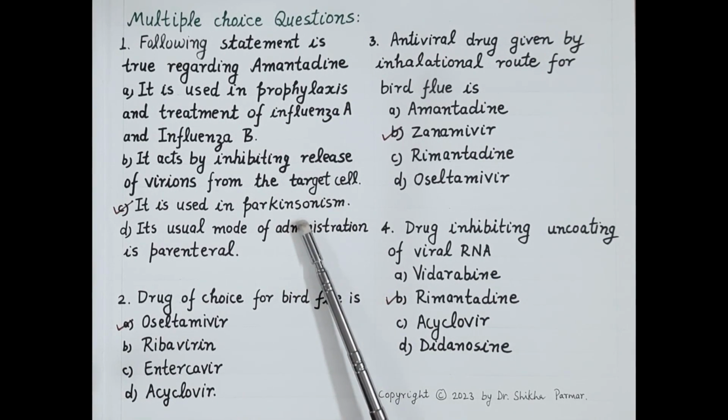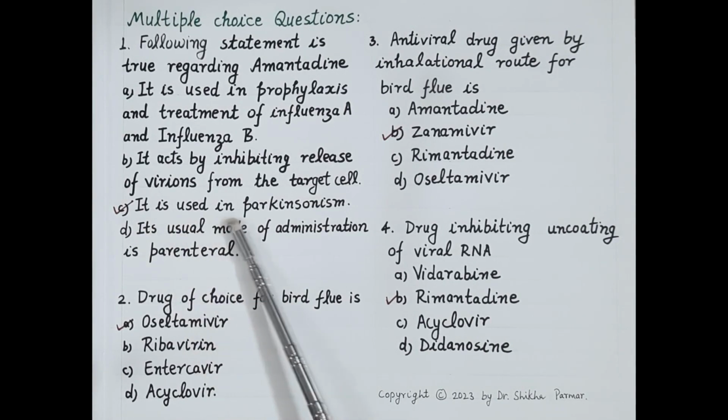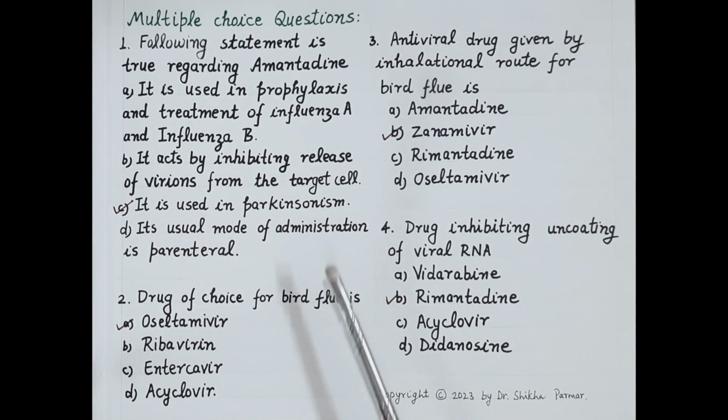Then, amantadine is used in Parkinsonism. This we have studied, that amantadine is also used in the treatment of Parkinsonism. Then, its usual mode of administration is parenteral. No, amantadine is given orally. So the correct statement with regards to amantadine is C. It is used in Parkinsonism.